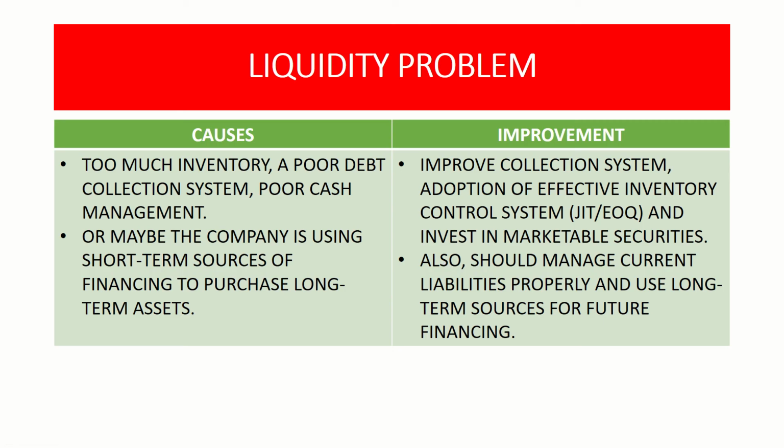Next, what if the liquidity ratio for the company is less than 1? It may show that the business has a liquidity problem. So what are the causes? Some of the causes are that the business holds too much inventory, poor debt collection system, and poor cash management. Or maybe the company is using short-term sources of financing to purchase long-term assets.